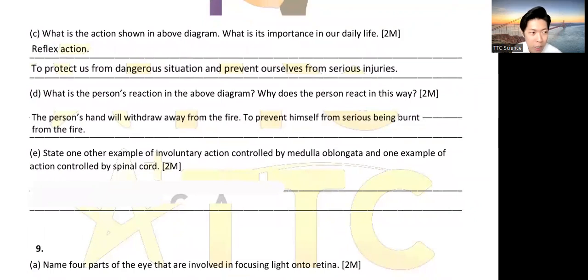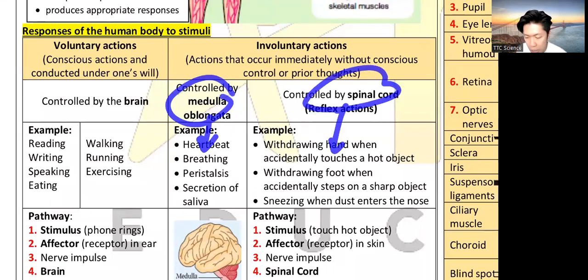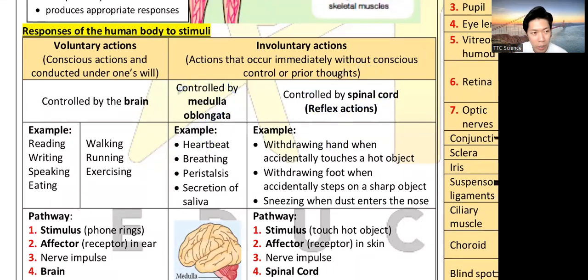Question E. State one other example of involuntary action controlled by medulla oblongata and one controlled by spinal cord. Very simple. You just have to give one action by medulla and one action by spinal cord. You can copy the answer from here. Just write medulla oblongata, dot dot, then on the next line, spinal cord, dot dot.